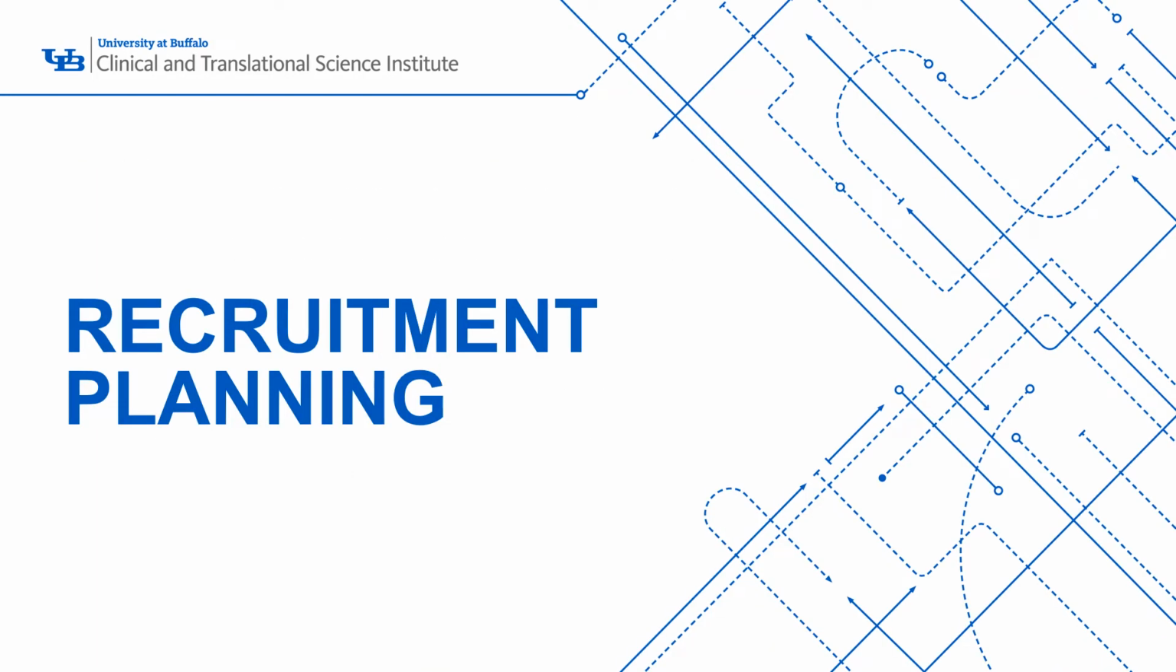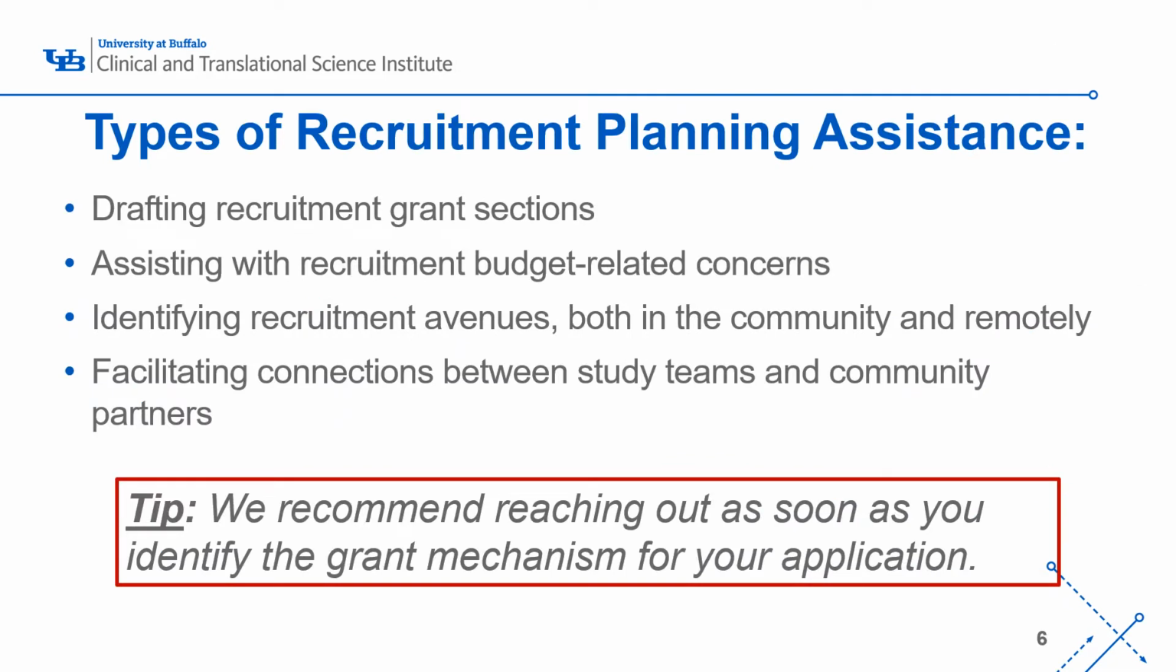Next is recruitment planning. There are different types of recruitment planning assistance that the CTSI can provide. The first is helping to draft recruitment grant sections. We can assist with recruitment budget related concerns. We can help to identify recruitment avenues, both in the community and remotely. And we can facilitate connections between your study team and our community partners.